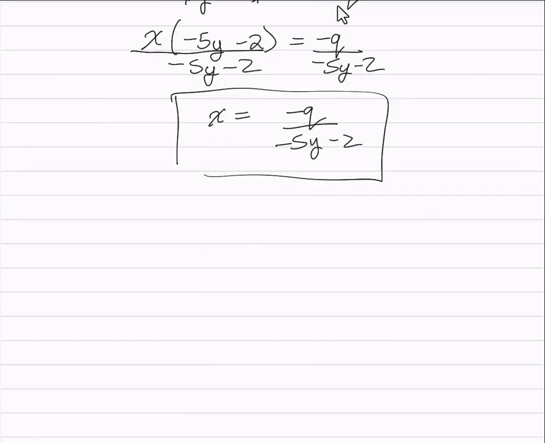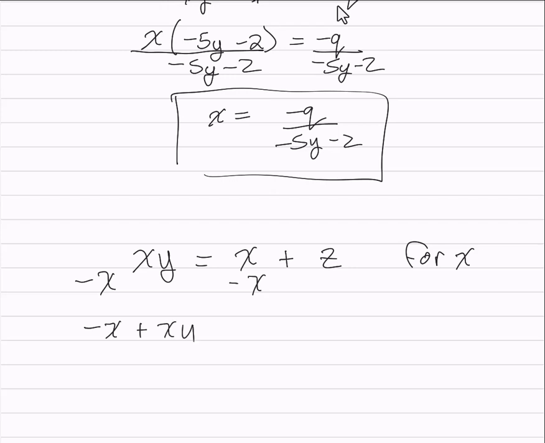Okay, I think I'll do one more. Let's say I had xy equals x plus z, and I want to solve that for x. Everything with an x on one side, everything without an x on the other side. So I'll subtract x from both sides. So then I have minus x plus xy equals z. Now, these are not like terms, so I need to factor an x out.